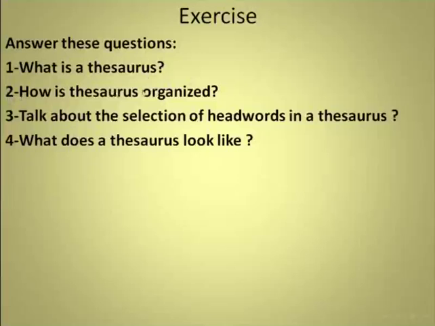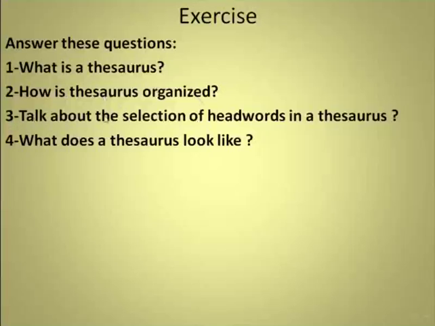Question 2. How is a thesaurus organized? I mean here, how is a thesaurus book or thesaurus dictionary organized? You find the answer at the beginning of this lecture, maybe on the second or third page. And I always say, try to give a short answer, not necessarily the full detailed answer. As short as you can. How is a thesaurus organized?